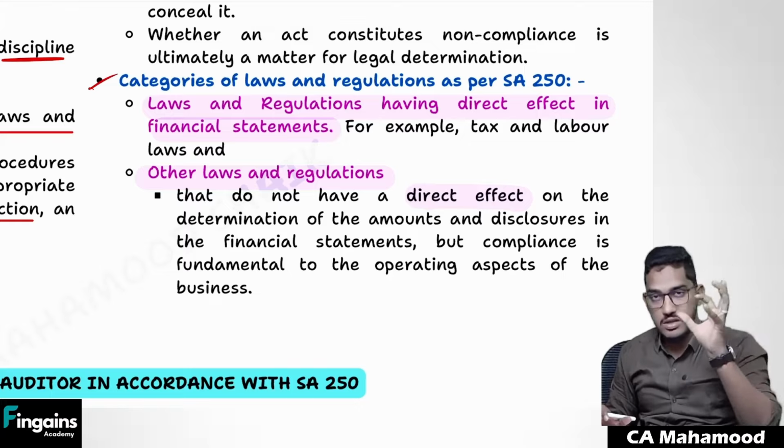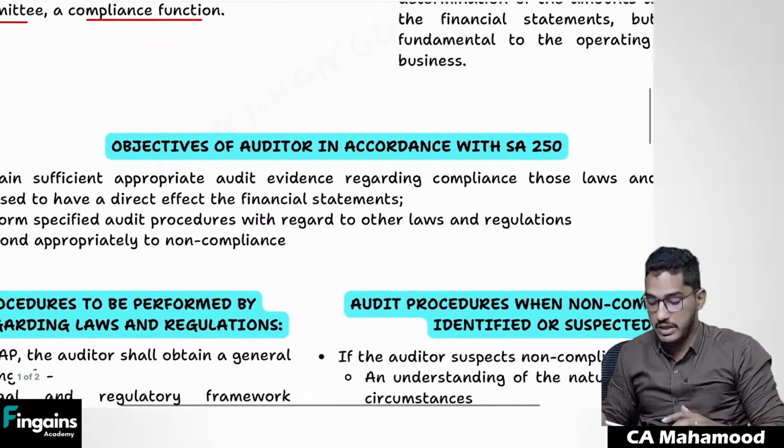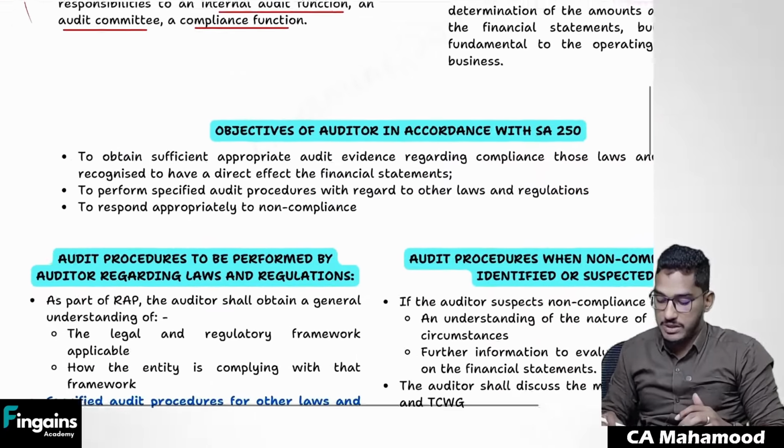Clear? Once again, I'm telling you, these charts you have to use for revision purposes. At least once you should read the content from the main material. Okay, we have seen what is the auditor's responsibility and what is the management responsibility. Now, what are the objectives of the auditor as per SA 250?